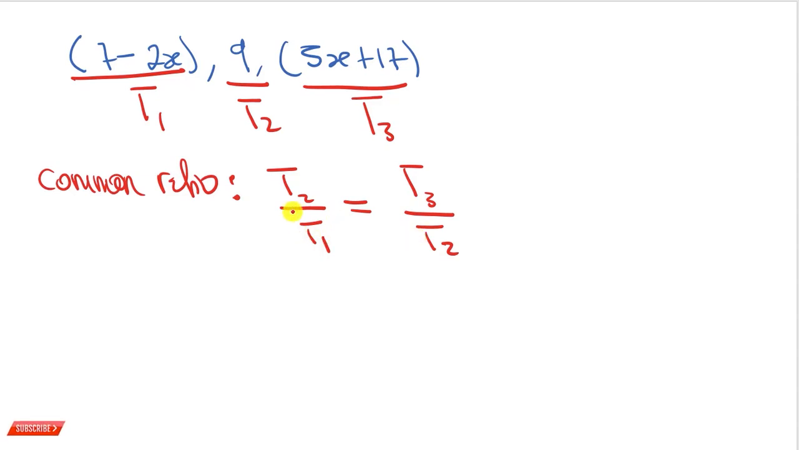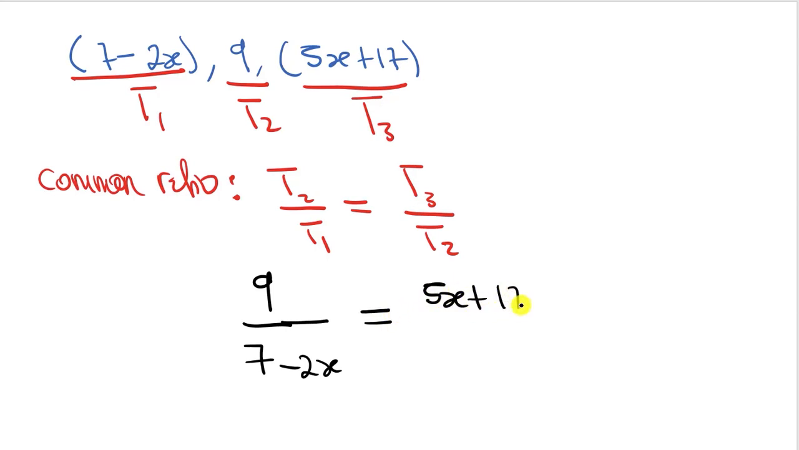All right. In that case, what is our second term? The second term is 9. So we are going to have our 9 over the first term, that is T1. And this is the first term. So the first term is what? 7 minus 2x. This is supposed to be the same as the third term. And the third term is what? 5x plus 17 over the second term, that is T2, and the second term is 9. So we are now having an equation.